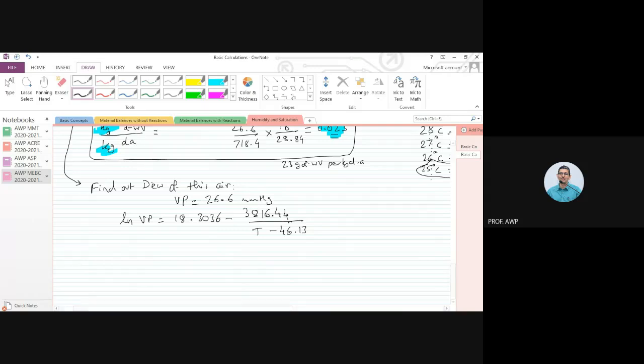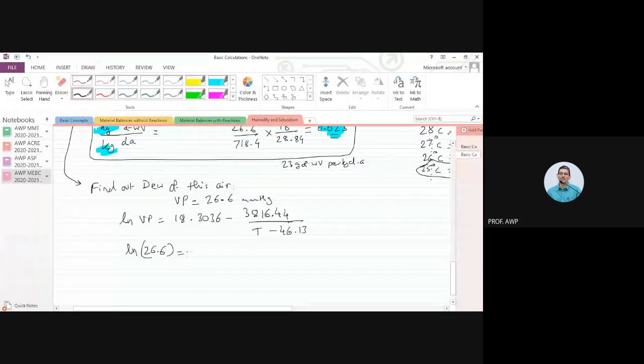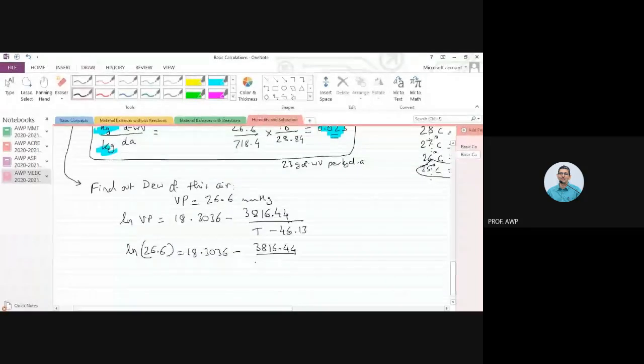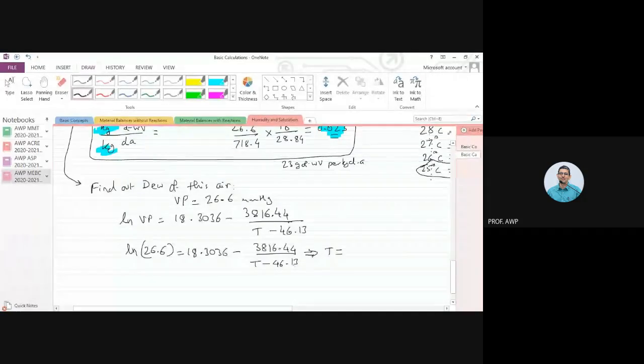And now we can use this Antoine equation. This will become ln 26.6 equals 18.3036 minus 3816.44 divided by T minus 46.13. And if I solve this equation, somebody solve and calculate the temperature.